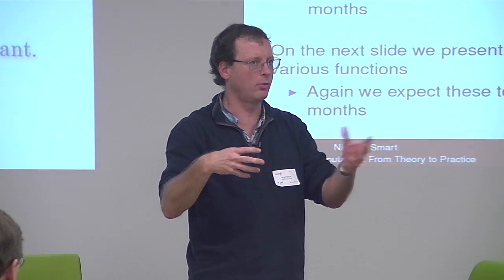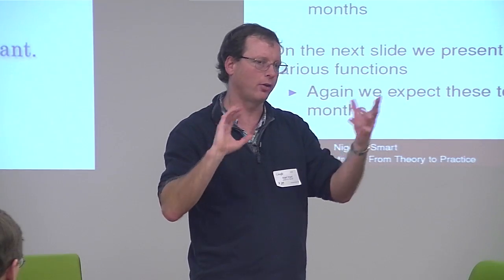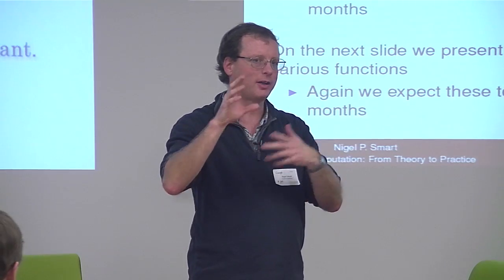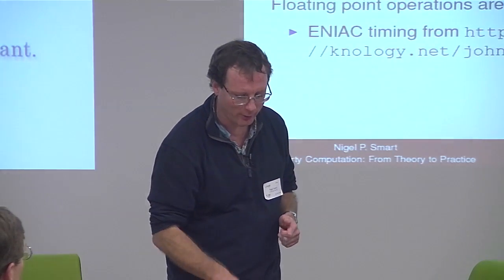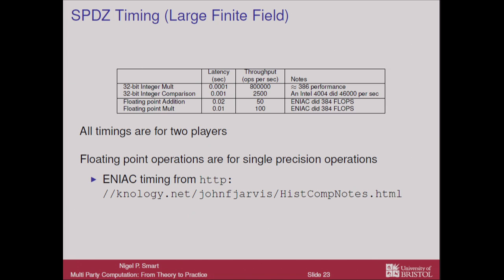So what we do in our code is we apply lots of optimization algorithms to reduce the total number of rounds of communication. So we take an arbitrary program and then work out what the minimal number of rounds of communication there would be. Okay, so here are the numbers. If we want to do a 32-bit integer multiplication, we can do about 800,000 per second.